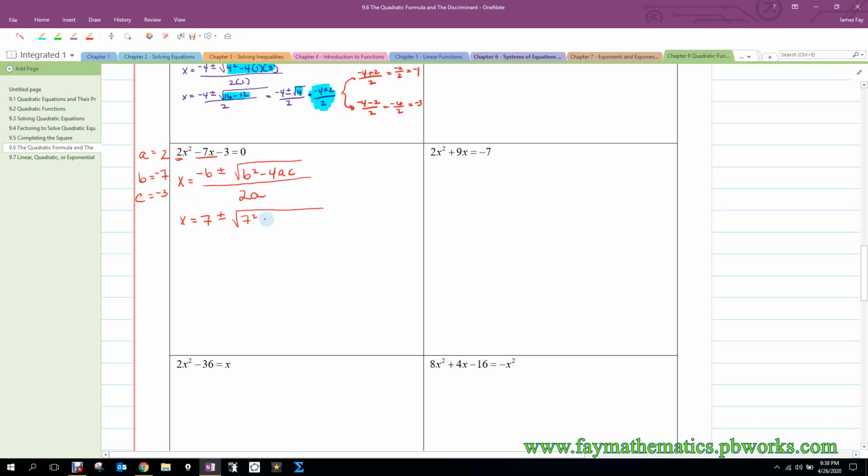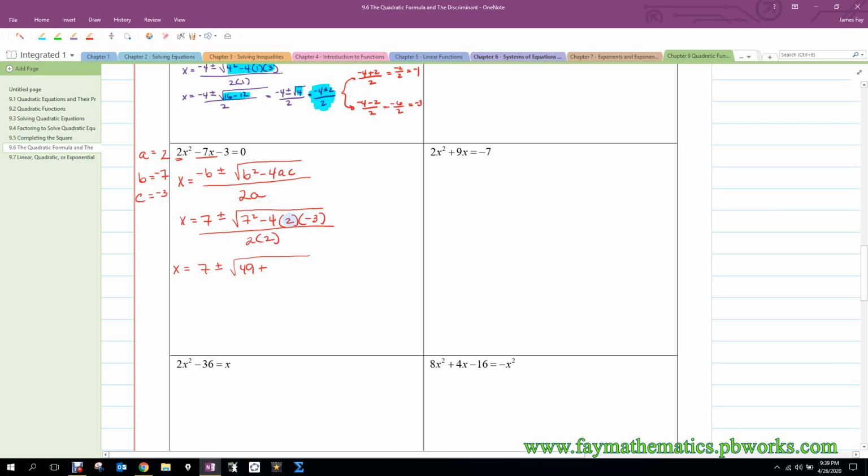Now I'll have 7 squared minus 4, A was 2, C is -3, all over 2a, so 2 times 2. Keep simplifying, so this will be 7 plus or minus 7 squared is 49. Now you have a negative and a negative, so it's going to be a positive.